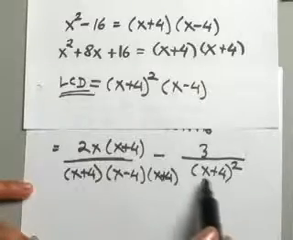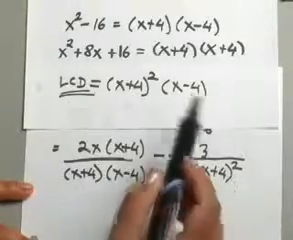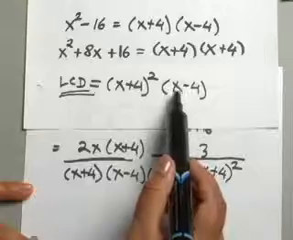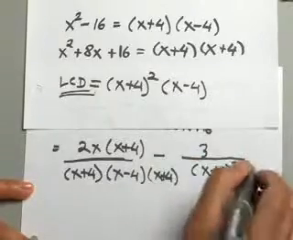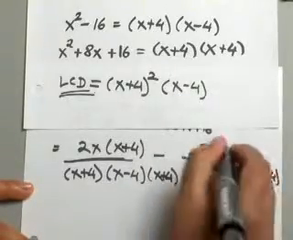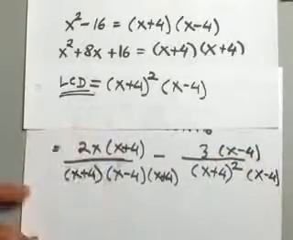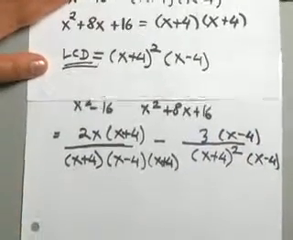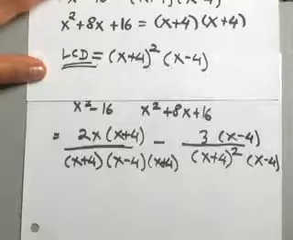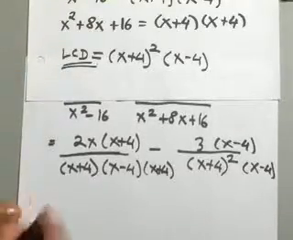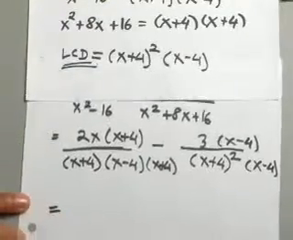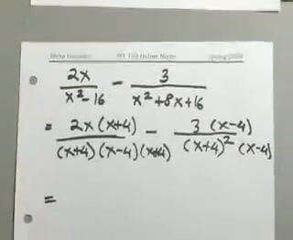Your second denominator has only x plus 4 quantity squared. So from your LCD, you're missing the x minus 4. We'll go ahead and multiply this by x minus 4. And now we can start solving these expressions. So let's go ahead and see what our equivalent fractions will be here.